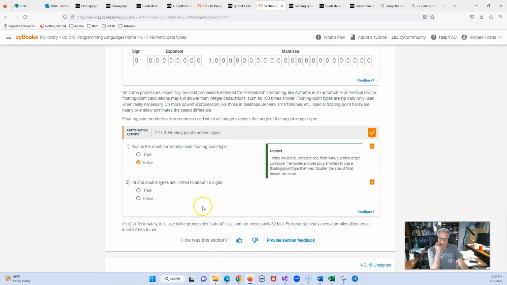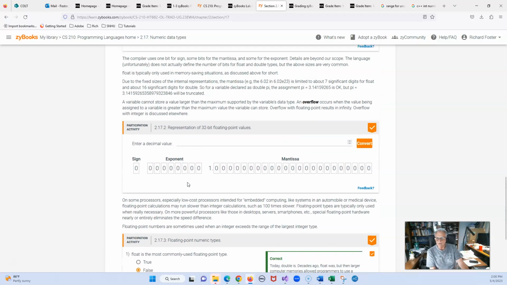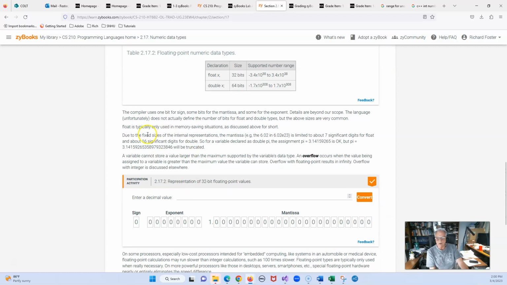So 16 digits in here. So are they limited or not? Well, depends what they're talking about. So let's go and see what Zybooks has to say in terms of that. You'll see that shortly when we get into the amount of digits when we start talking about significant digits. So here it is right over here.